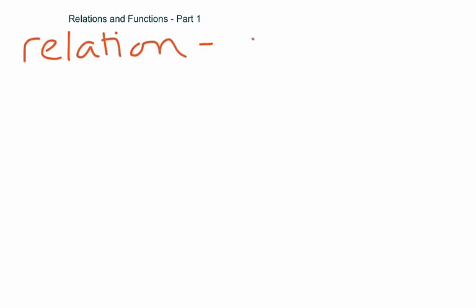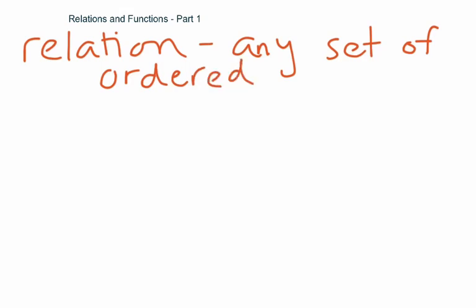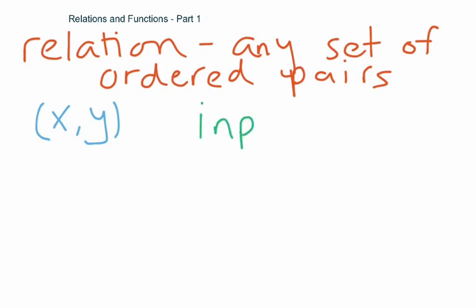A relation. In math, a relation is any set of ordered pairs. And just so we're sure of what we mean by a set of ordered pairs, an ordered pair is the X, Y. It's called a pair because there are two of them, and it's called ordered because the X always comes first. So it does matter which number you put first. The input is your X, and your output is your Y.